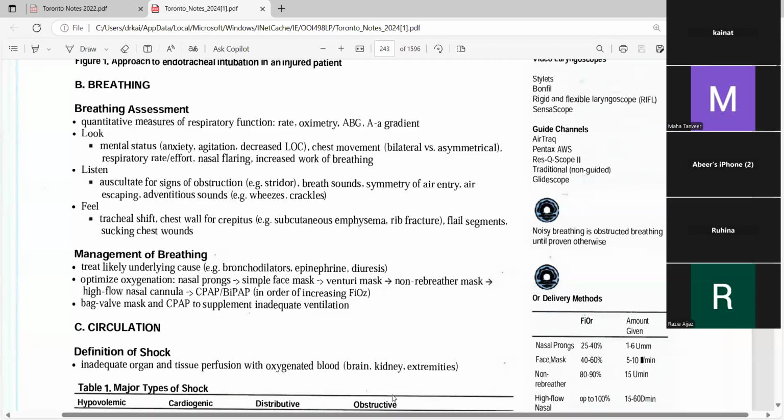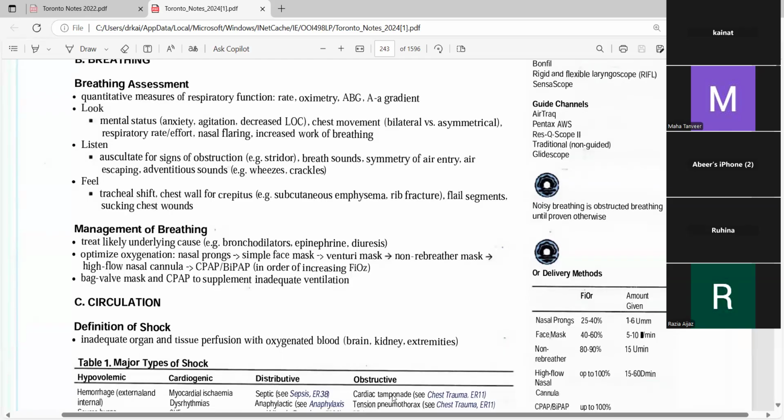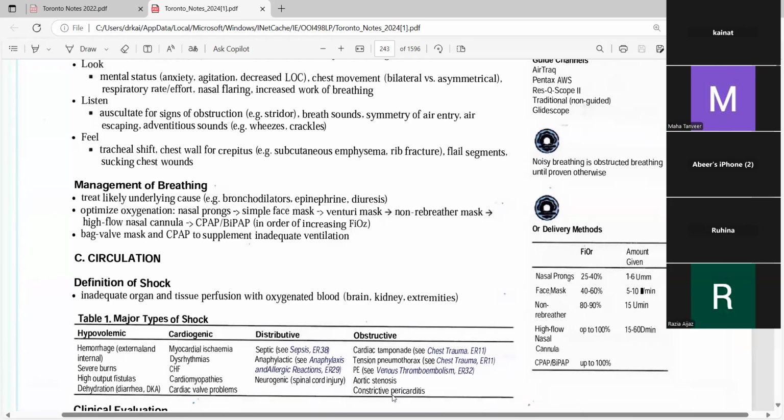Just by looking, okay? Then comes listening: auscultate for signs of obstruction like stridor, breath sounds, symmetry of air entry, and air escaping. That's how we start with auscultation. Now, starting from the feel, okay? By looking, you can already tell whether this patient has a good breathing assessment or not. Especially when you're practicing, they like to check if you have an idea of how to triage patients, okay? So: tracheal shift, chest wall for crepitus like subcutaneous emphysema or rib fractures, flail segment, sucking chest wounds.